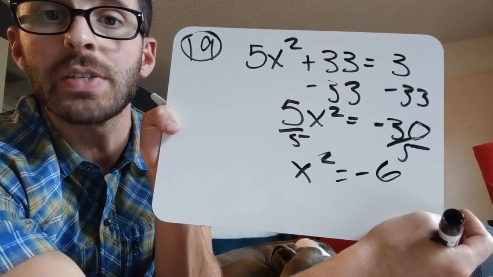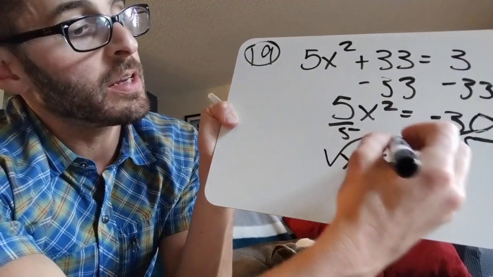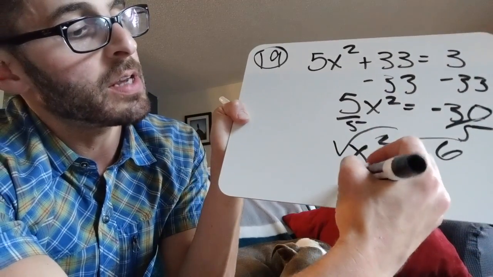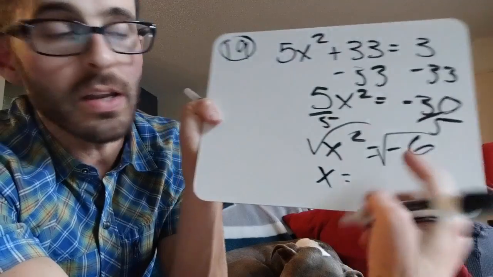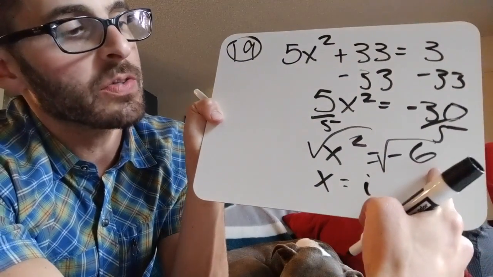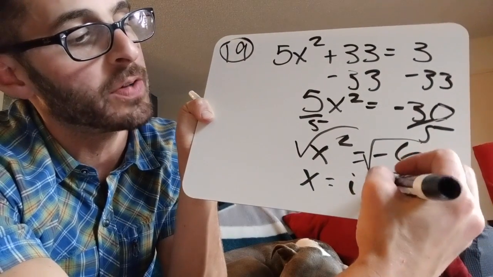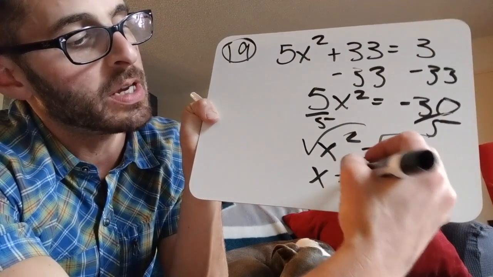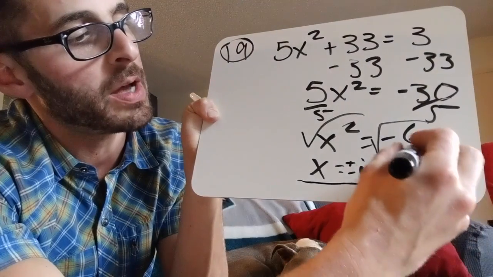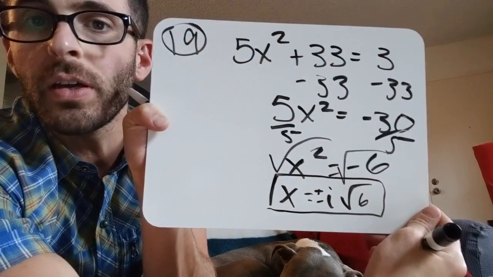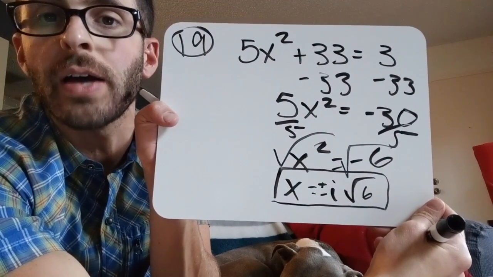x squared equals negative 6. And finally, let's square root both sides. x equals, oh, there's a negative, i. Square root of 6, can you break up 6? No, you cannot. There is no perfect square that goes into 6. Don't forget your plus or minus. So the answer to this is x equals plus or minus i rad 6.